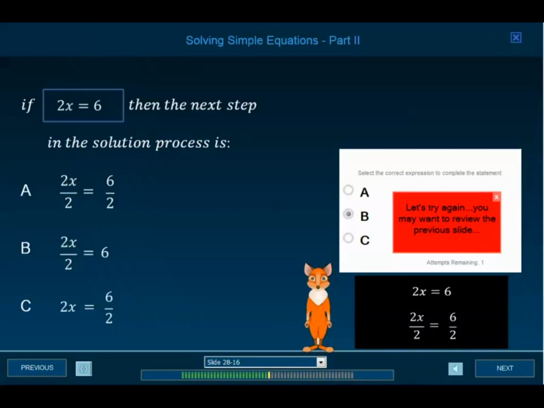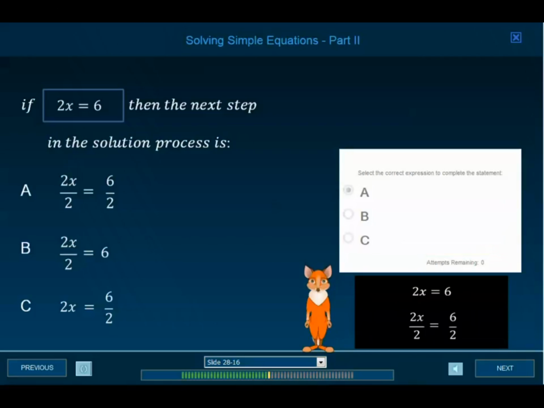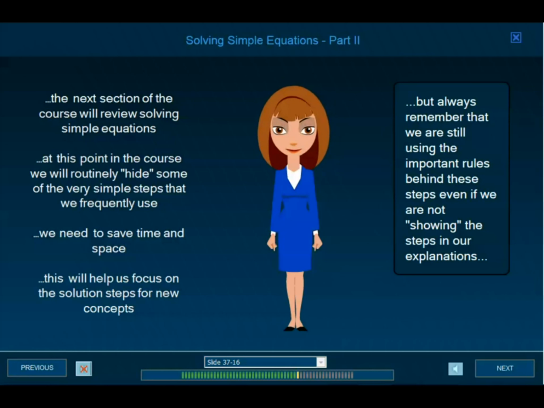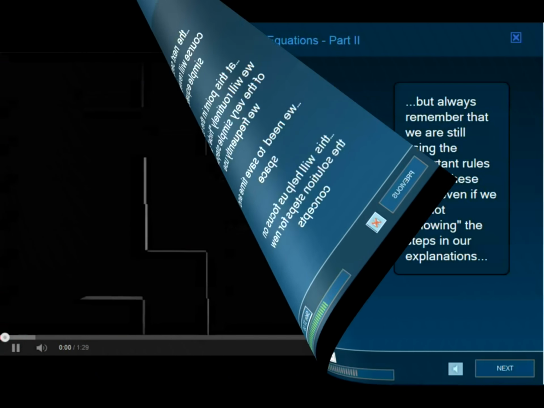Remember, we divide both sides of the equation by 2. Very nice. If 2x equals 6, then the next step is 2x over 2 is equal. But always remember that we are still using the important rules behind these steps, even if we are not showing the steps in our explanations.